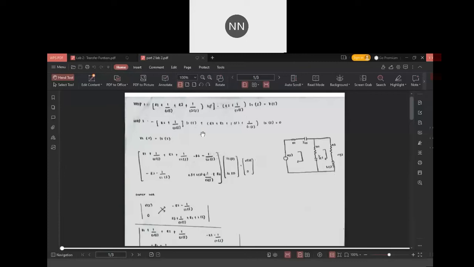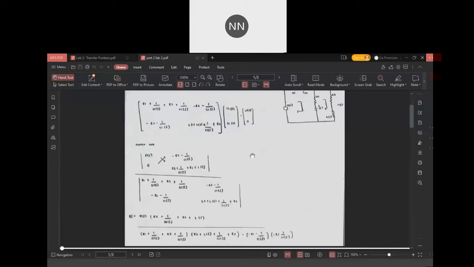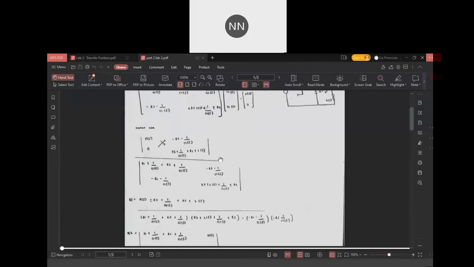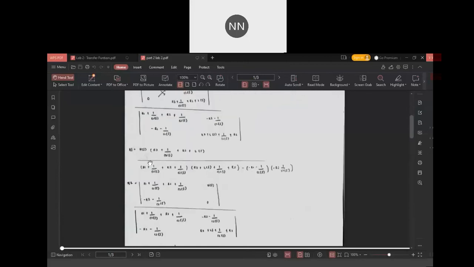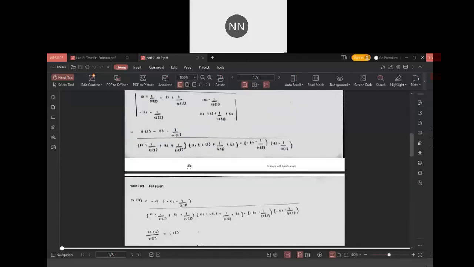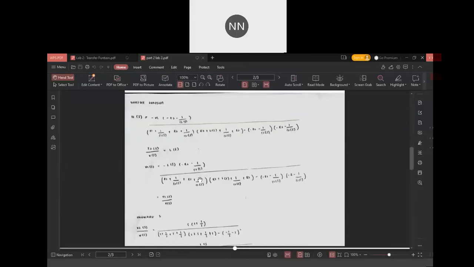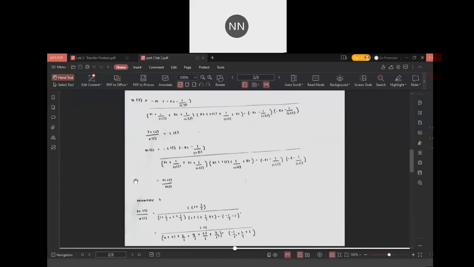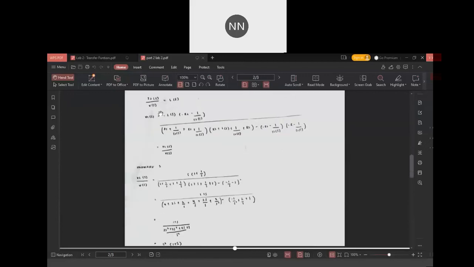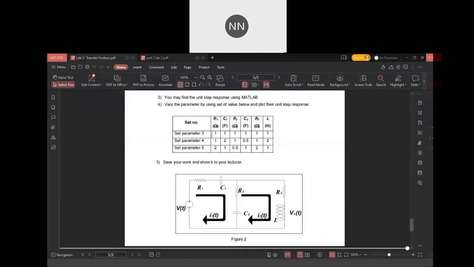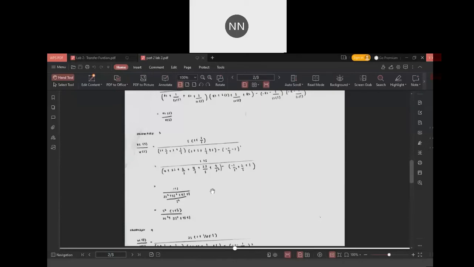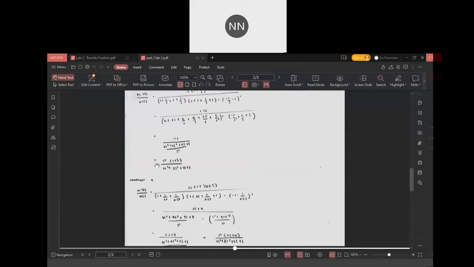After that, we use matrix form based on the equations for loop 1 and loop 2. Then we apply Cramer's rule and solve for I1 and I2. After we get the transfer function, we substitute the values for parameters 3, 4, and 5 from this table.